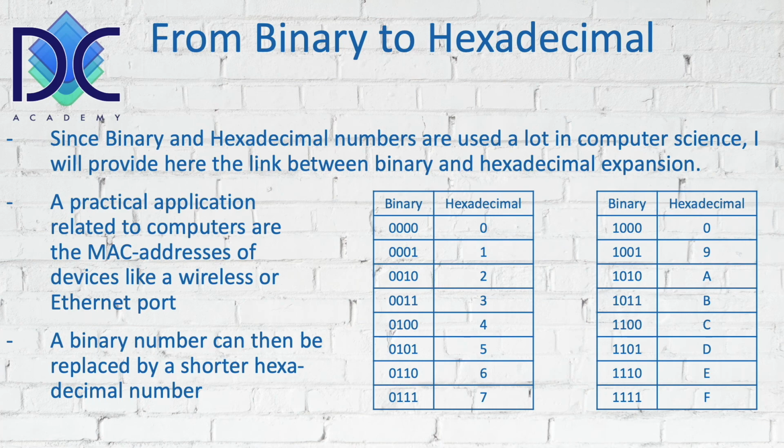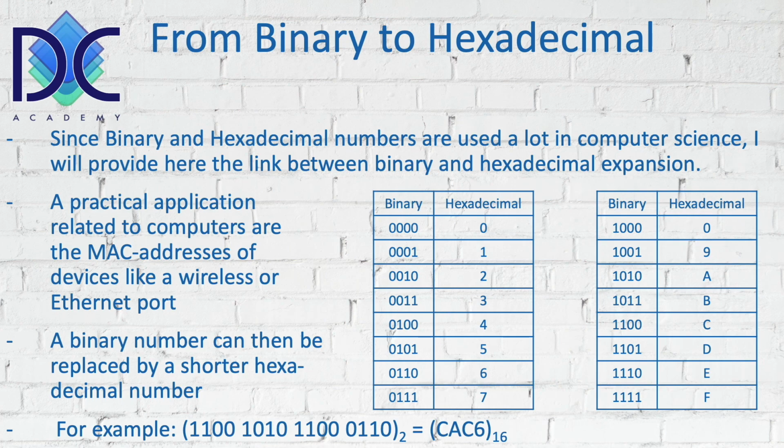So here we have the overview of the binary notation and the corresponding hexadecimal notation. So 0000 is 0 in hexadecimal, 0111 is 7 in hexadecimal, 1100 is C, and 4 times 1 is F. Basically, that number is 15.